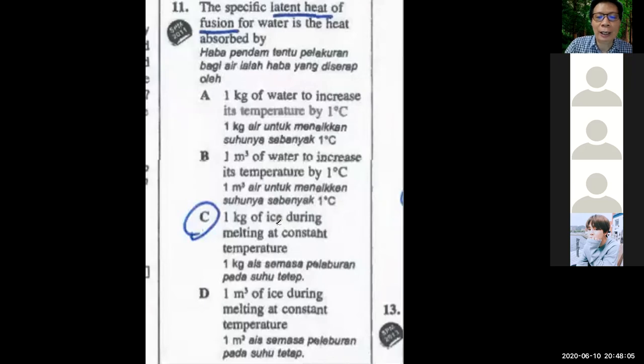So remember that latent heat of fusion is the change from solid to liquid. Another one is latent heat of vaporization. Vaporization is changing 1 kilo of water to steam, from water to gas. Fusion is change from solid to liquid, 1 kilo at constant temperature, because during the melting process, the temperature remains the same. Okay. You all got any question, you ask, don't just keep quiet.